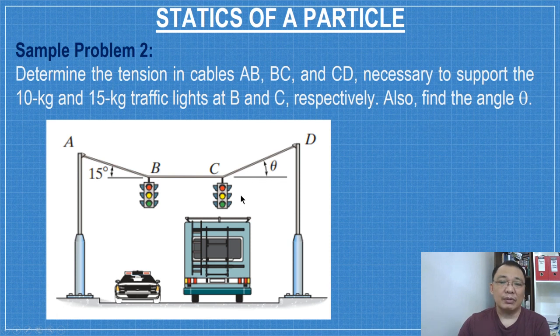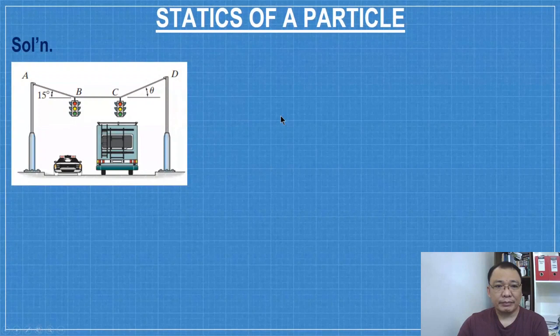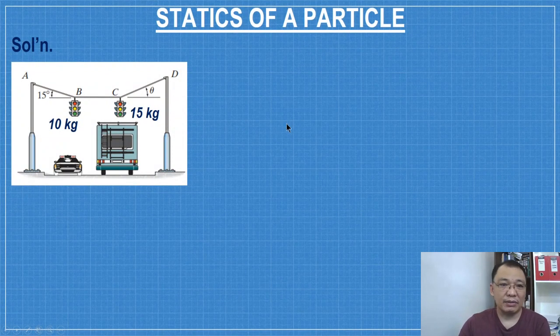So, when you analyze, you should start at a particle with two unknown forces. In this case, you start with B. And then after solving for TBC, you can proceed to joint C, so you can solve for the tension in CD and then theta. So first, you isolate joint B and then after that, joint C. So B, 10 kilograms, C, 15 kilograms.